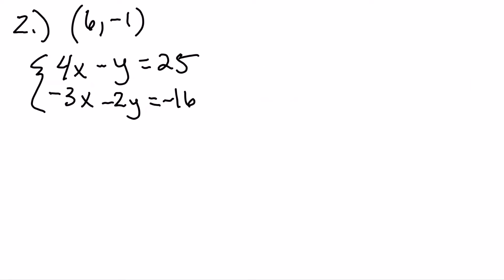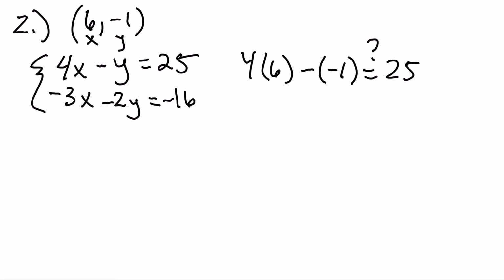All right, so number 2, we're going to check to see if 6, -1 is a solution. Remember, the first one's x, the second one's y, so I'm just going to plug them in. I'm going to say 4 times 6 minus -1, does that equal 25? Remember, I don't know if that's true. 4 times 6 is 24. Negative times a negative is a positive, that's why it's 24 plus 1. That does equal 25. So I have one solution that's true.